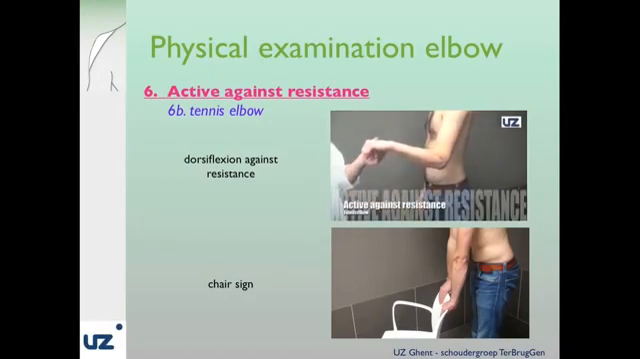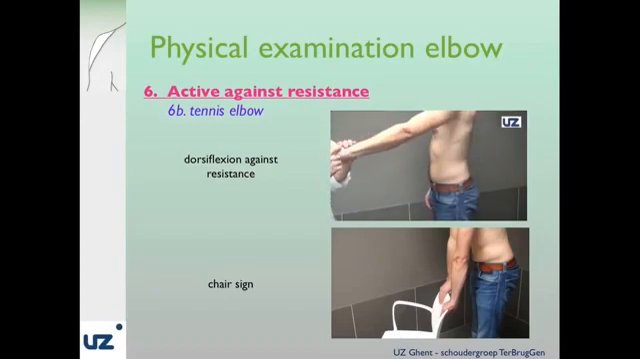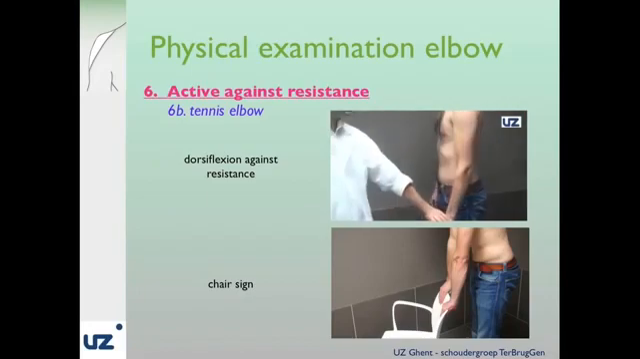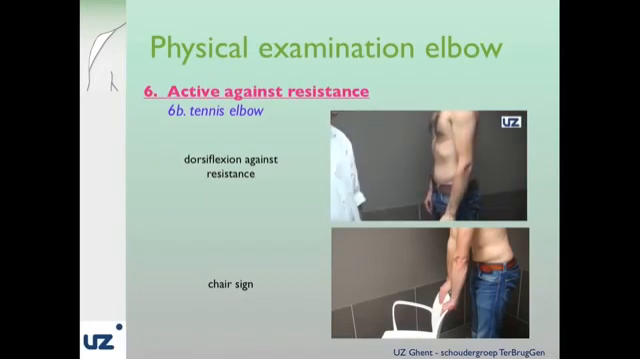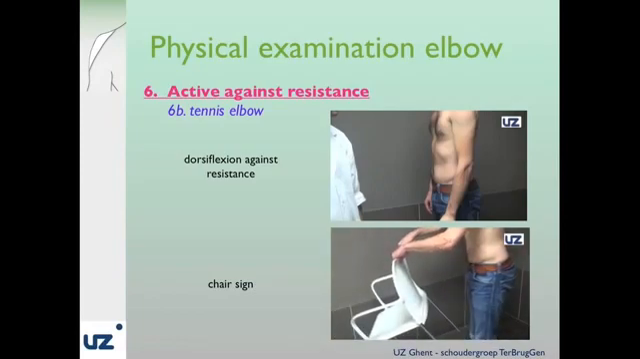The primary structure involved in all cases of tennis elbow is the extensor carpi radialis brevis tendon. Pain can be evoked by dorsiflexion of the wrist against resistance. This is more painful in extension of the elbow than in flexion. Also, lifting a chair with pronated hands can induce pain at the lateral epicondyle.